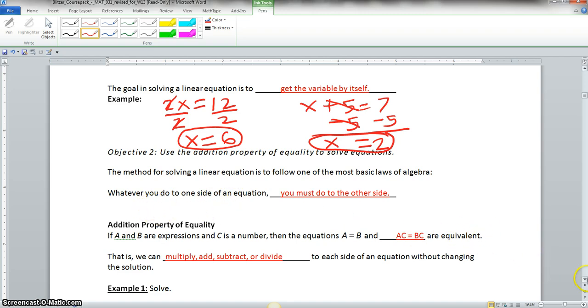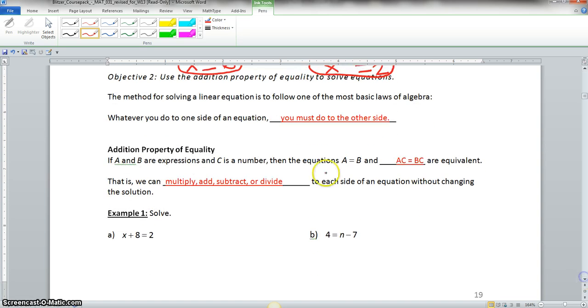Now, we have the addition property of equality. It says if a and b are expressions and c is a number, then the equation a equals b and blank are equivalent. Now this right here, I should not have had a times c equals b times c, even though that is correct. But since this is the addition property of equality, I should have put a plus c is equal to b plus c. That's because since a and b are equal to each other, if you add the same number to both sides, it's still going to be equal to each other.